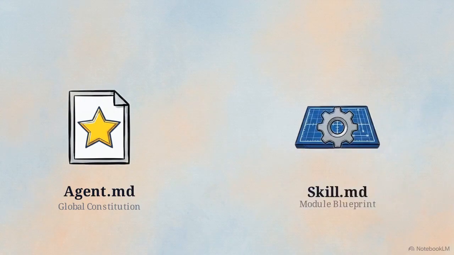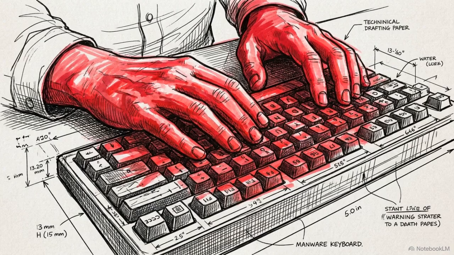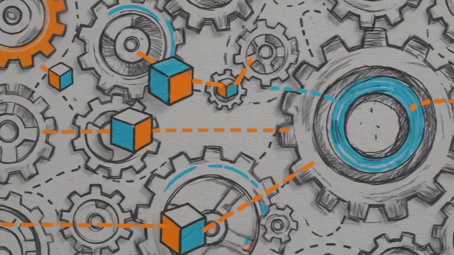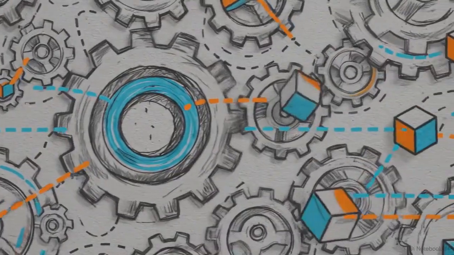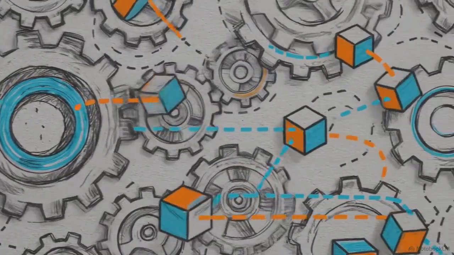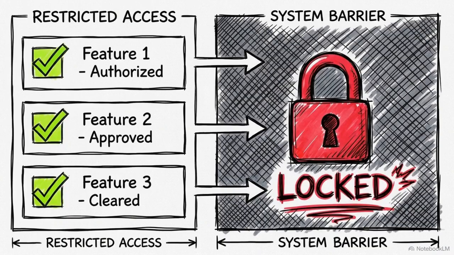Your first task is to draft your global constitution and your initial module blueprint. Do not write a single line of code until these two core documents are finished. Engineering a rigid system provides more reliable speed than rapid code generation. By forcing the AI to operate within these predefined technical boundaries, you minimize the logic errors and scope creep common in unstructured development.